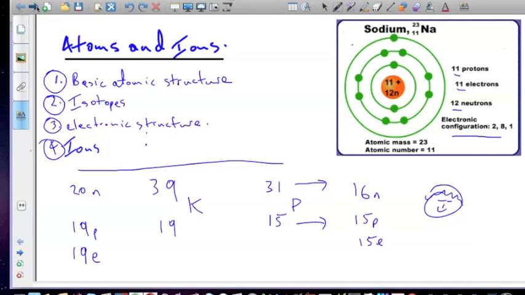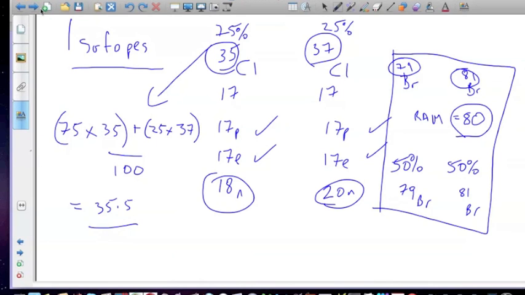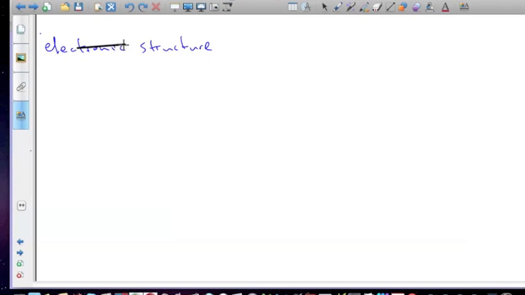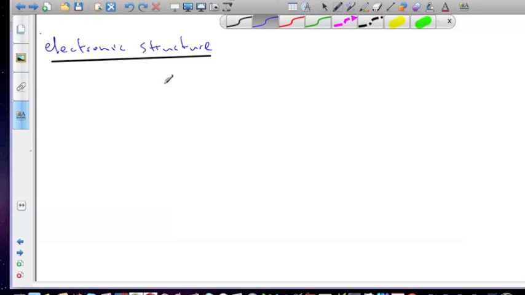So in the periodic table, atoms build up by increasing number of protons. Remember, that's the same number of electrons because the atom is neutral.